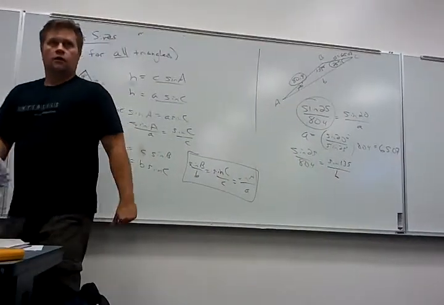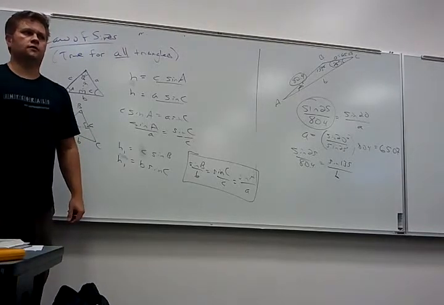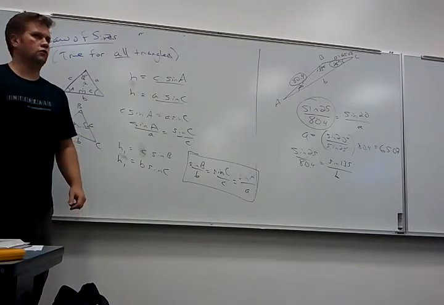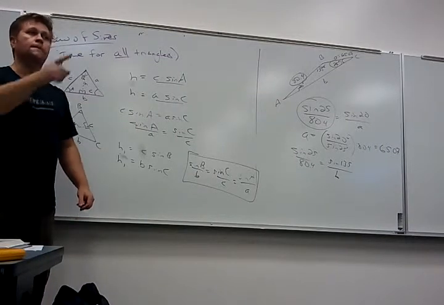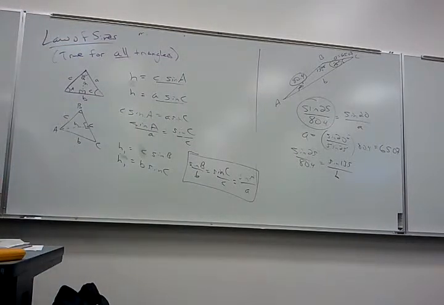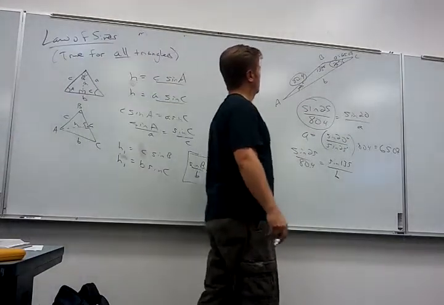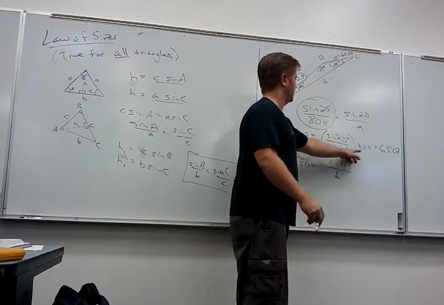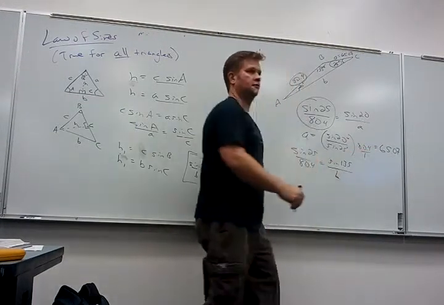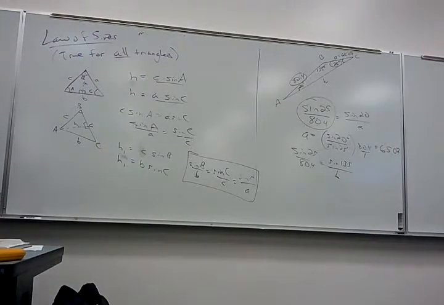And big B always angles? Yeah, big letters always angles. Small letters always sides. Cool. For A, can it also be 80.4 sine of 20 over sine of 25? Same thing? Yeah, it's the same thing.